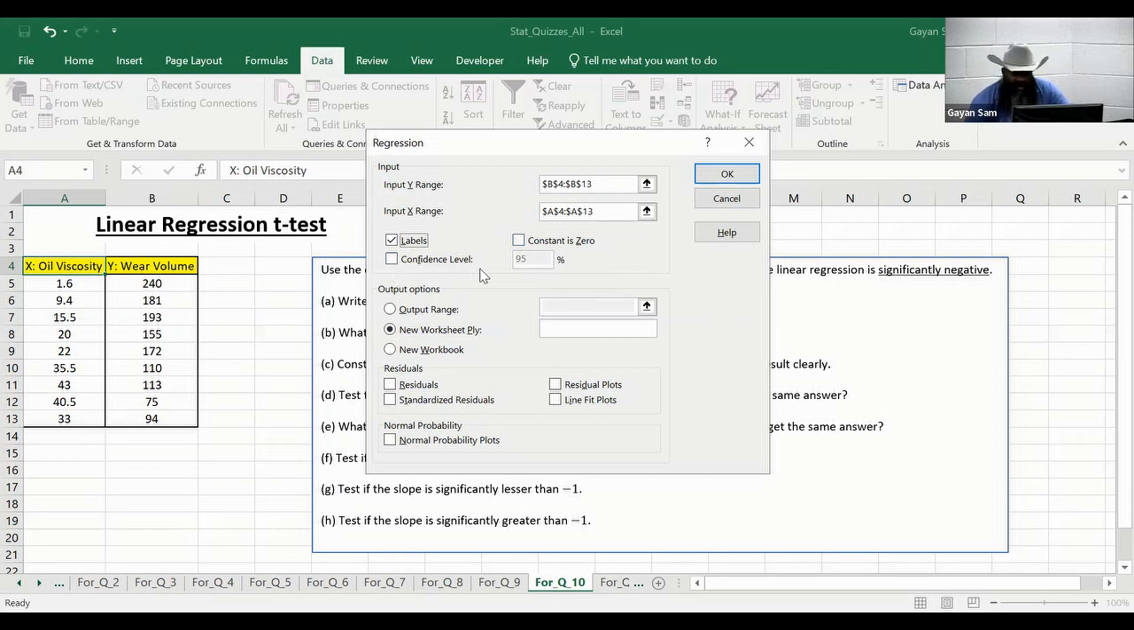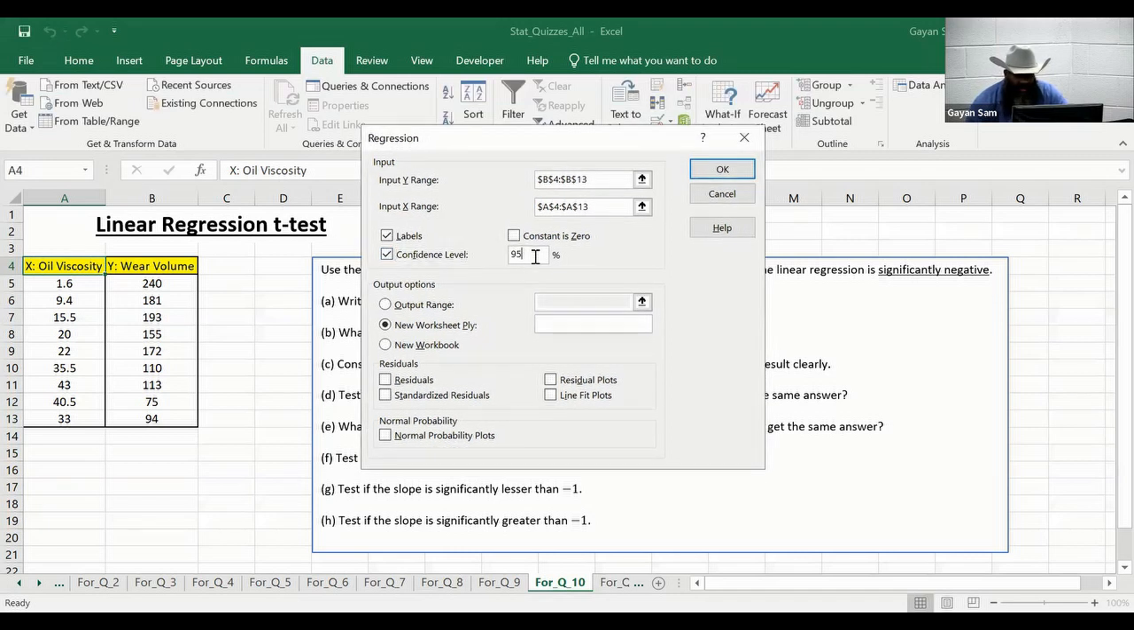Confidence level. You can see the gray default confidence level is 95%. But if I need a 90% two-sided confidence interval, I need to check this box, and I'm going to change this 95 to a 90%.